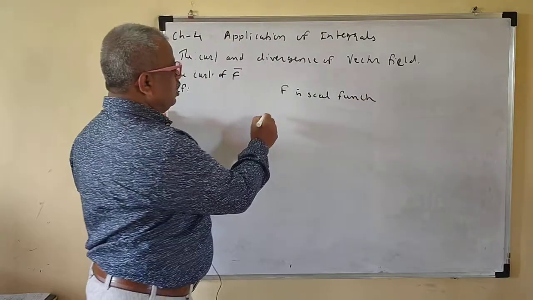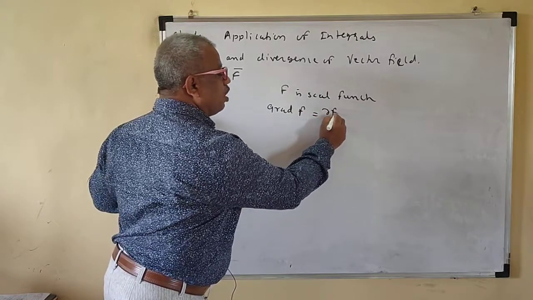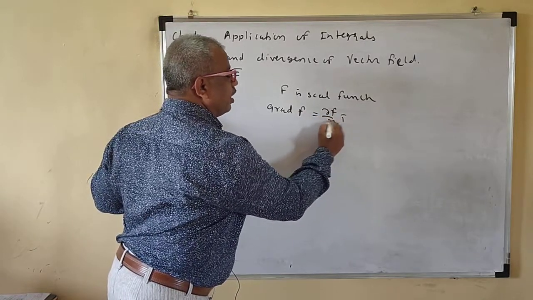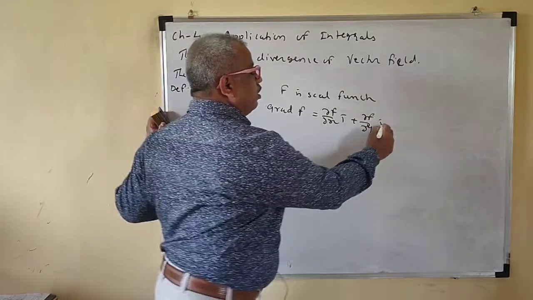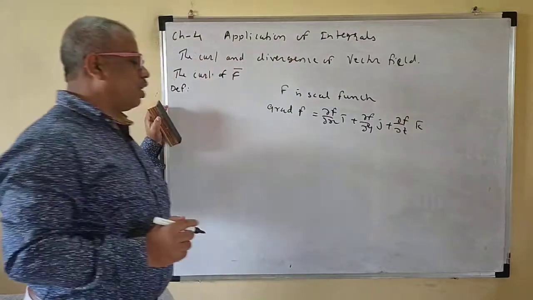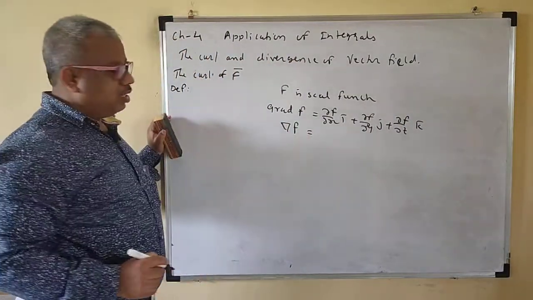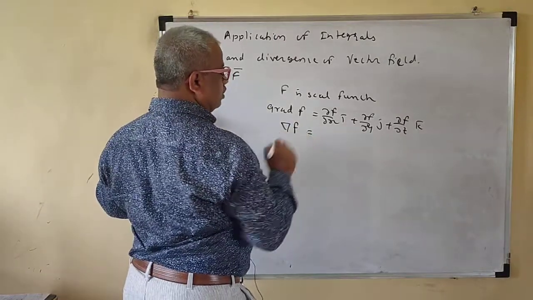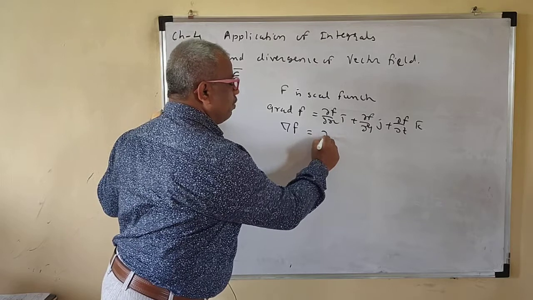then gradient of f is ∂f/∂x i bar plus ∂f/∂y j bar plus ∂f/∂z k bar. This is denoted by nabla f. So nabla f is equal to this.